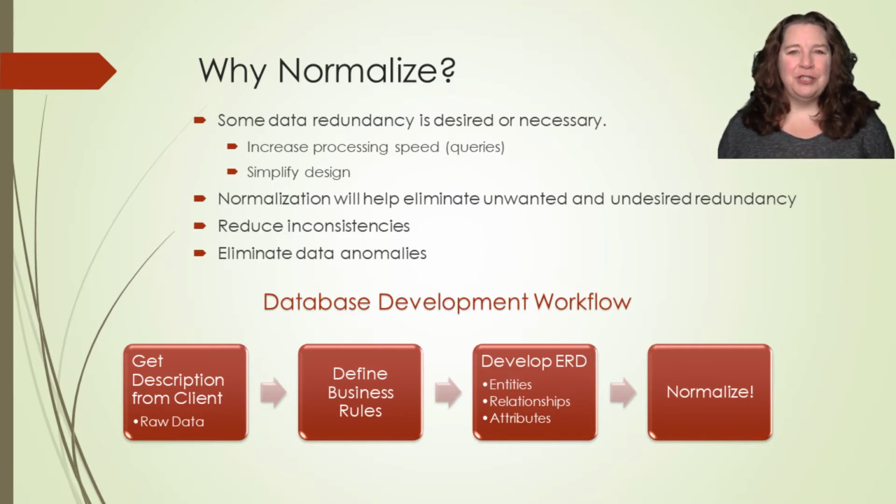So you get your description from the data. Sometimes it's just a description in paragraphs, and sometimes it's some raw data that's in an Excel spreadsheet or even files. Then you go through and you define your business rules. We've already covered our business rules. We go from our business rules to create our entities and our relationships and our attributes. We create our ERDs. And that gives us kind of a visual as to what we think our database is going to look like. So we have an ERD in our hand while we're starting to normalize.